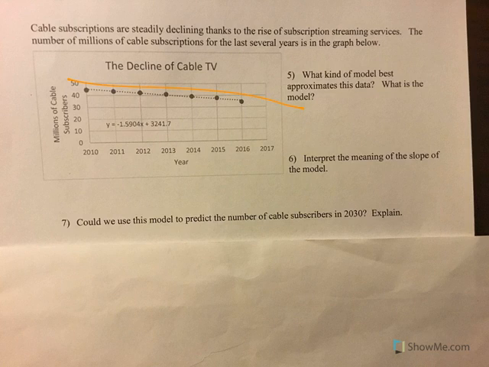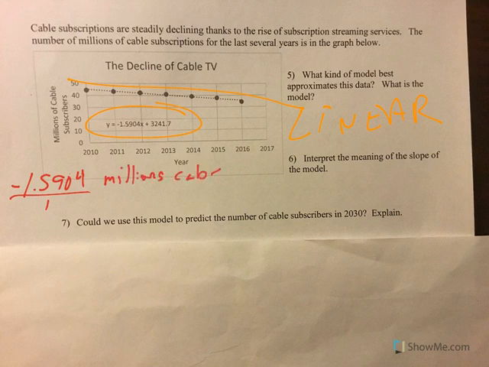Well, it's straight. So that makes this linear. And look, they give you the y equals mx plus b form already. So let's go ahead and interpret the meaning of the slope. Well, the slope is negative 1.5904 over 1. And remember, the numerator represents the y values. So the y values are millions of cable subscribers, and the denominator is years since 2010.